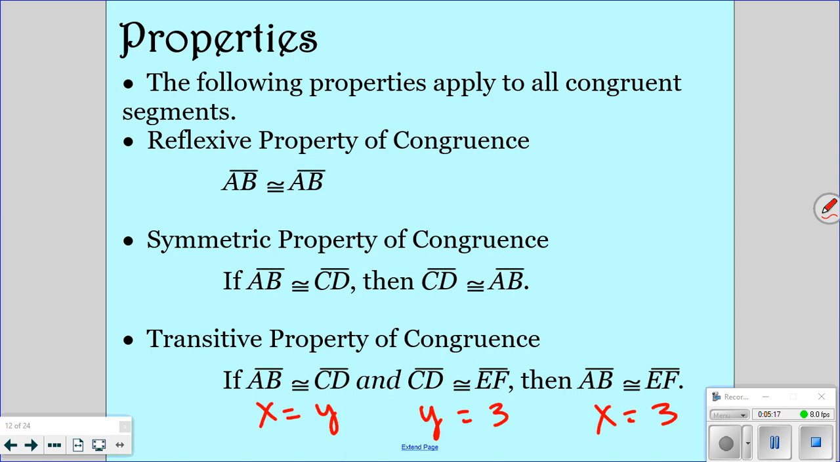You definitely have to learn the difference between these three. So if y'all need to pause the video and write them down, you can. But you have to learn reflexive, symmetric, and transitive properties of congruence.